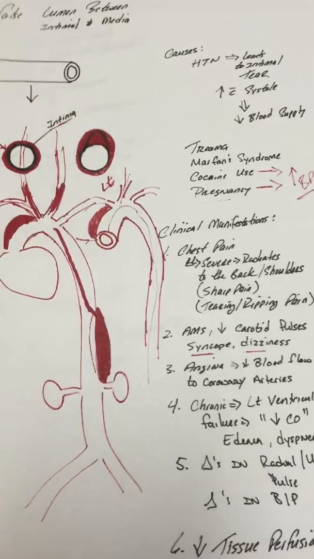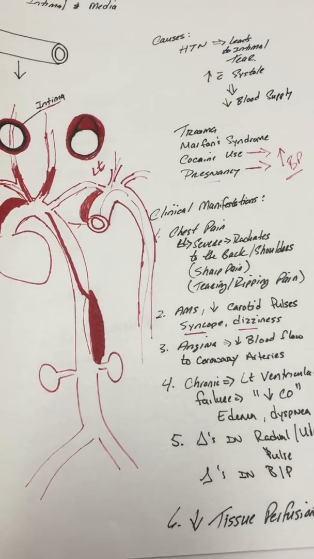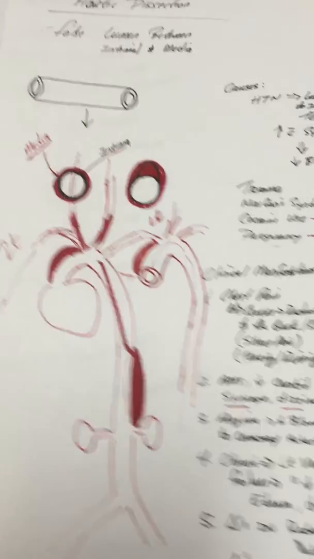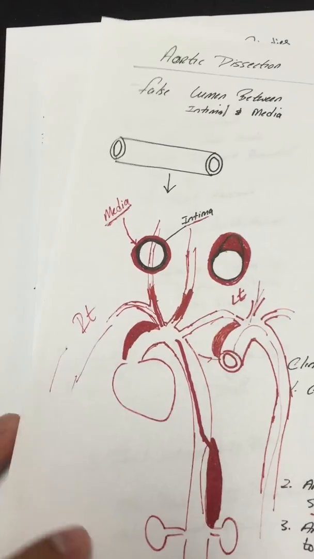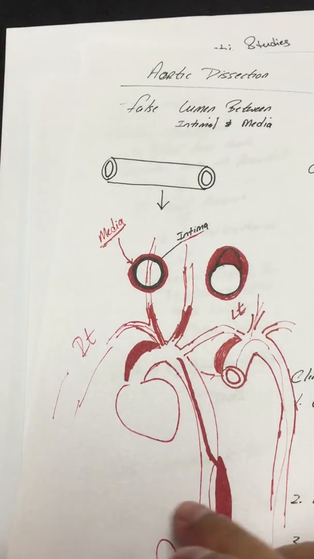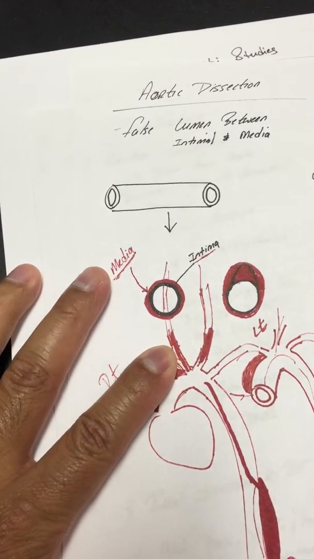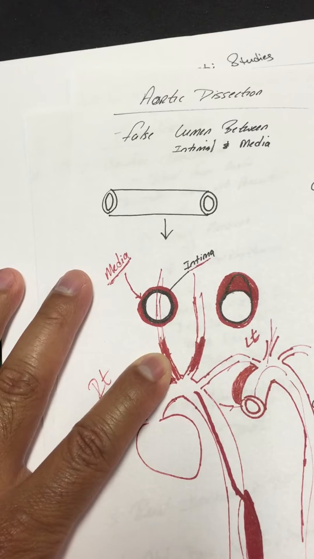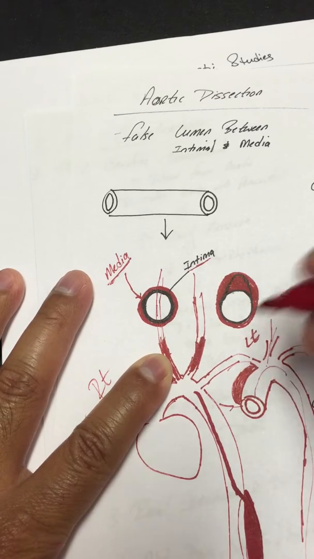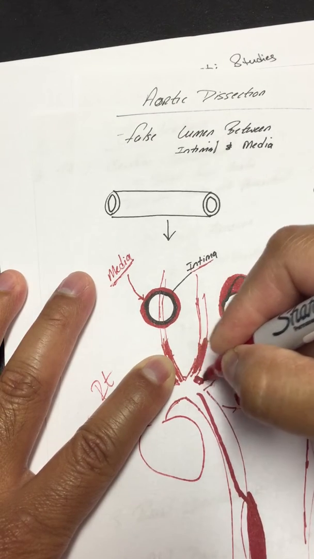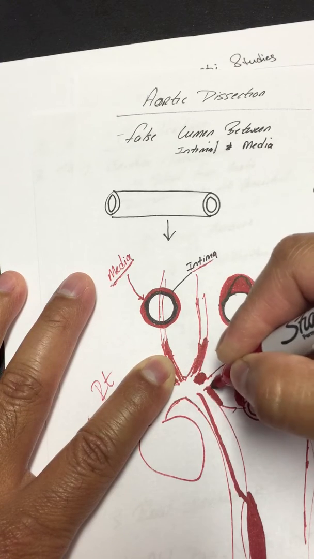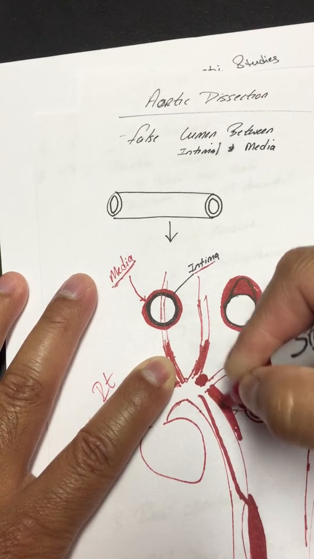Now, number 5, changes in radial and ulnar pulse, changes in blood pressure. Why? Well, earlier I talked about how, let's say that this is perfectly normal. There is no dissection there. But let's say that the dissection is occurring maybe here and here. Okay, there's a huge dissection here.